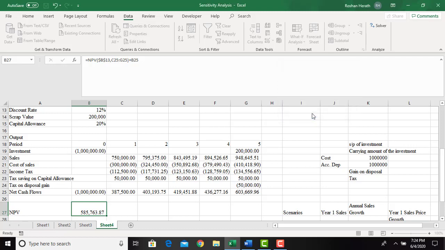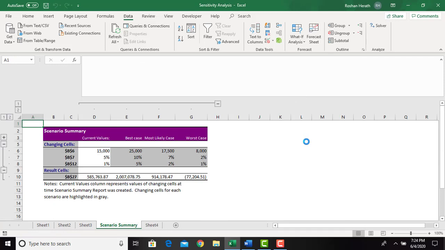See what happens. It has produced us with the scenario summary. This is the current situation where you have sales unit of 15,000 and the unit growth of 5% and price growth of 1%. So then this is the output. For the best case, this is the output. For the most likely case, this is the output. And for the worst case, this is the output. Likewise, it has given us a kind of meaningful comparison. Now you can think about these scenarios and then you can decide what is going to be your case.